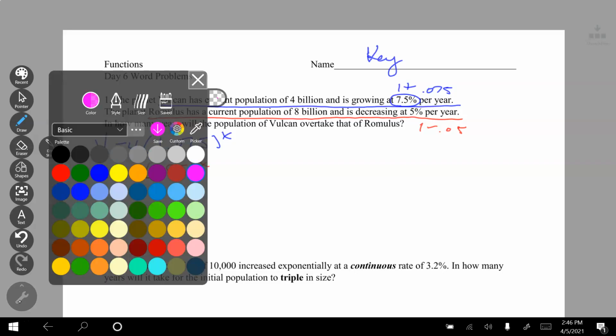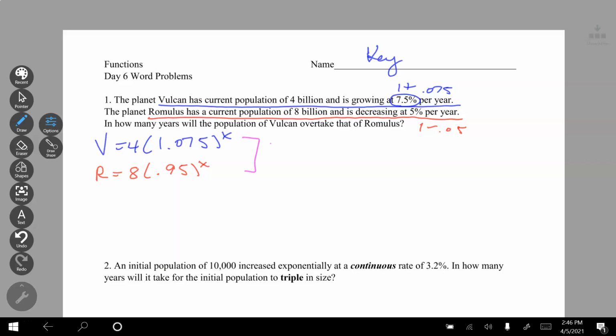And what do I want to do with these two equations? I'm going to set them equal to each other. 4 times 1.075 to the x is equal to 8 times 0.95 to the x. And remember, when we solve, I want to isolate b raised to the x is equal to some number. I'm going to get all the exponential part on one side.